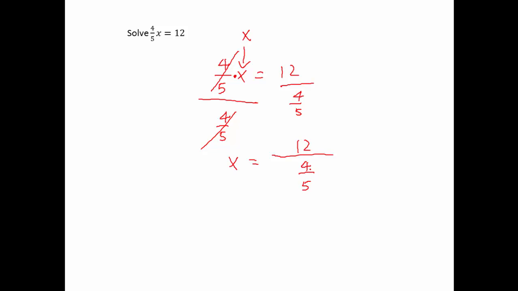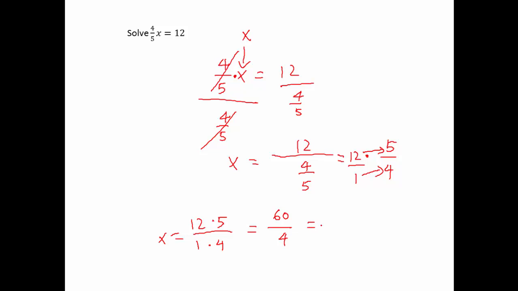If you divide by a fraction, this is the same thing as you multiply by its inverse, right? So multiply by 5 over 4 instead of 4 over 5. Okay? So 12 is the same thing as 12 over 1. And then multiply, that means the top by top, bottom by bottom. So 12 times 5 over 1 times 4, right?